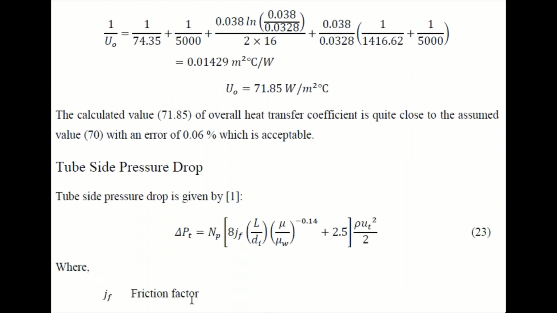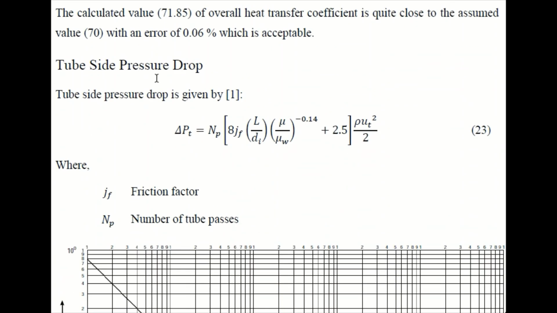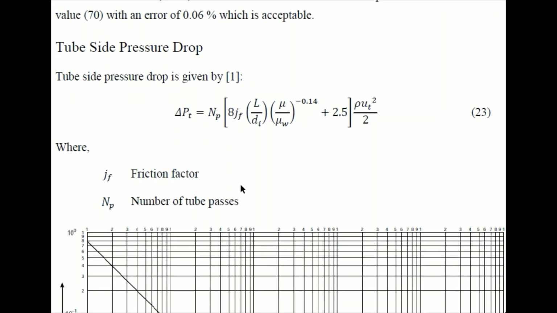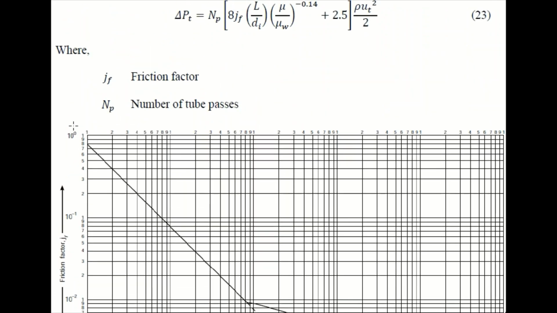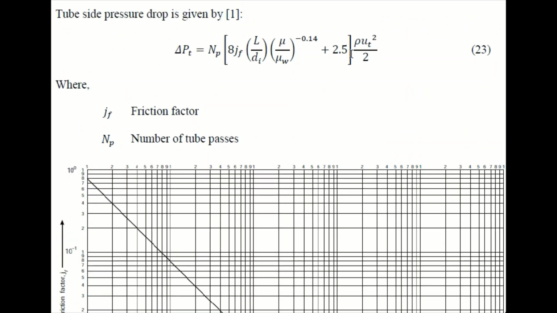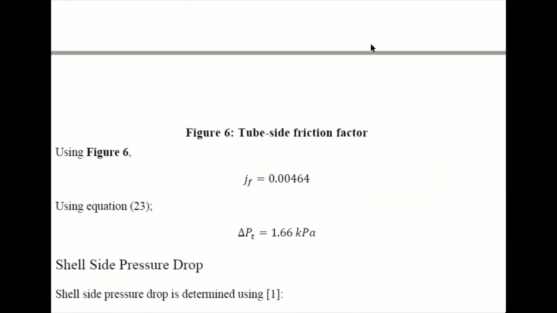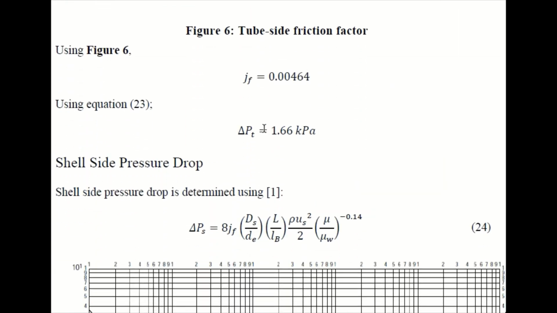Then we need to evaluate the tube side pressure drop. Here we have tube passes, and we have JF factor. So again we need to find the JF factor using this figure. Based on the Reynolds number, we can easily calculate this JF factor. So then we have everything like density, tube side velocity. So after substituting these values, we can easily calculate the value of tube side pressure drop.